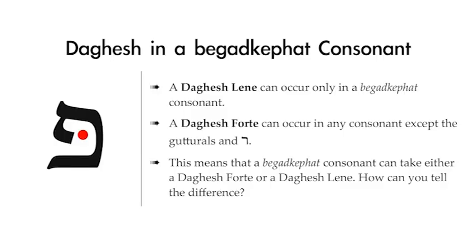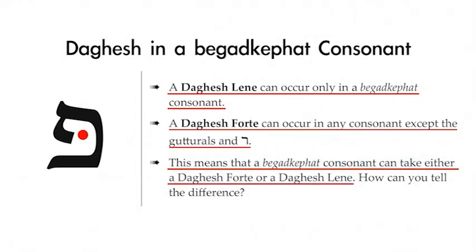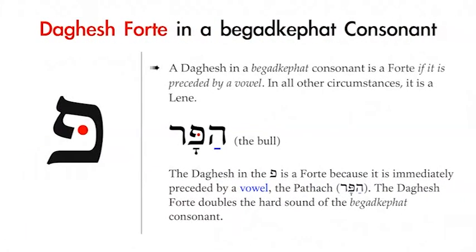Now, because the Begad Kefat consonants are not gutturals, when you have a Dagesh in a Begad Kefat consonant, it can be either Dagesh forte, doubling the sound, or it can be a Dagesh lene, hardening the sound. How do you tell the difference? Once again, by way of review, a Dagesh lene can occur only in a Begad Kefat consonant. A Dagesh forte can occur in any consonant except the gutturals and resh, and this means that the Begad Kefat consonant can take either a Dagesh forte or a Dagesh lene. So then how can you tell the difference? Here's how you tell the difference.